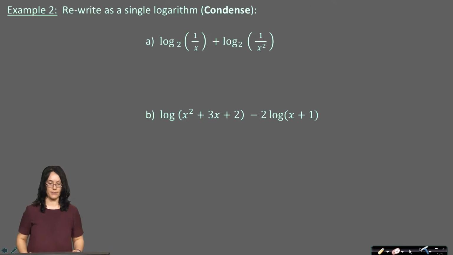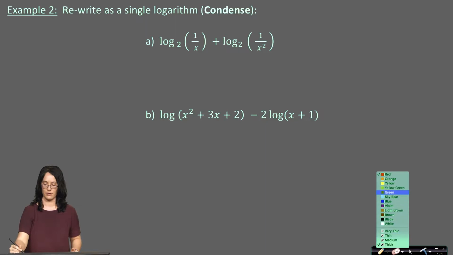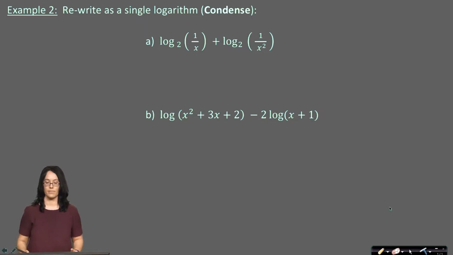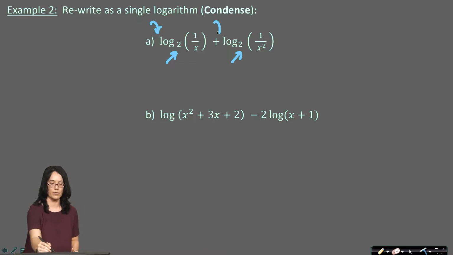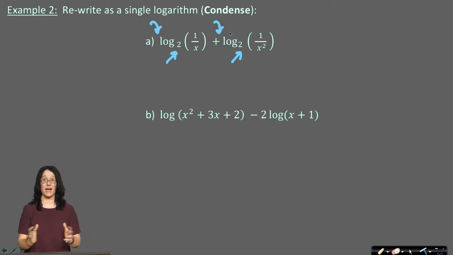Here is another one. How would you rewrite into a single logarithm log base 2 of 1 over x plus log base 2 of 1 over x squared? Well, I notice I have the same base. Do you? Yeah, base 2. I also notice that their coefficients are both 1, and I'm adding them together. So how do I do that?